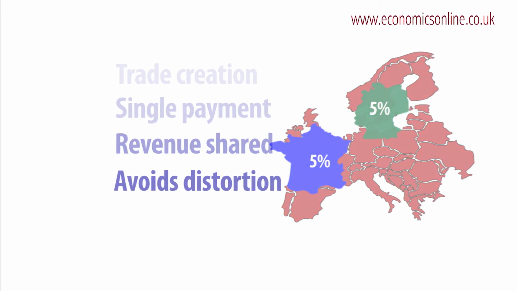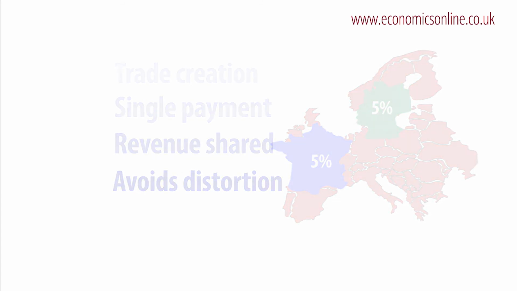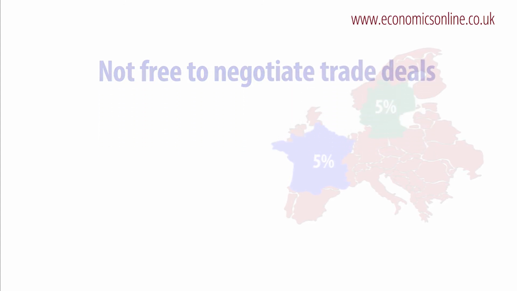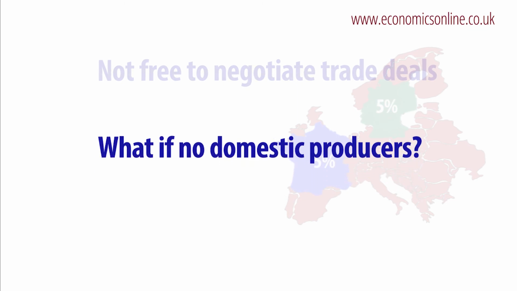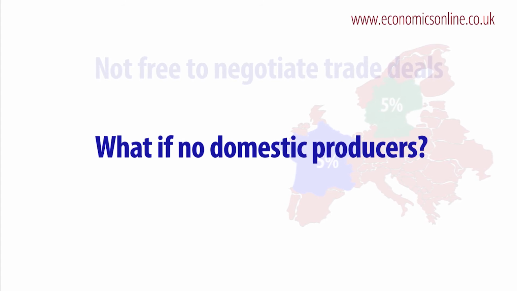However, being a member of a customs union means that members must negotiate collectively with non-members, and they are not free to negotiate individual trade deals. Also, it makes little sense for a member to impose a tariff on the import of a good that is not produced at all within that country. As the UK does not produce its own bananas, the current EU tariff of 10.9% simply raises prices in the supermarkets with no benefit to producers.